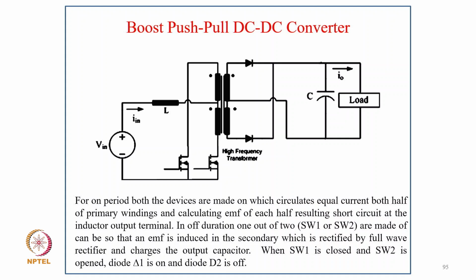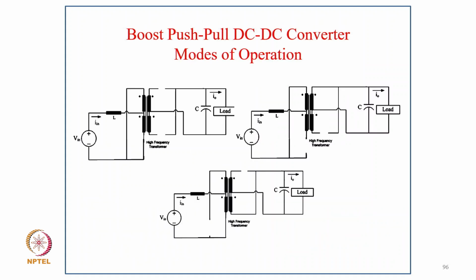And in the off duration, one of the switches S1 or S2 is made off. In consecutive half cycles, the EMF is induced in the secondary, which is rectified by the full wave rectifier and charges the output capacitor. So when S1 is closed, S2 is open and diode D1 is on and D2 is off. And these are of course the different modes. You can just have a mode of operation.